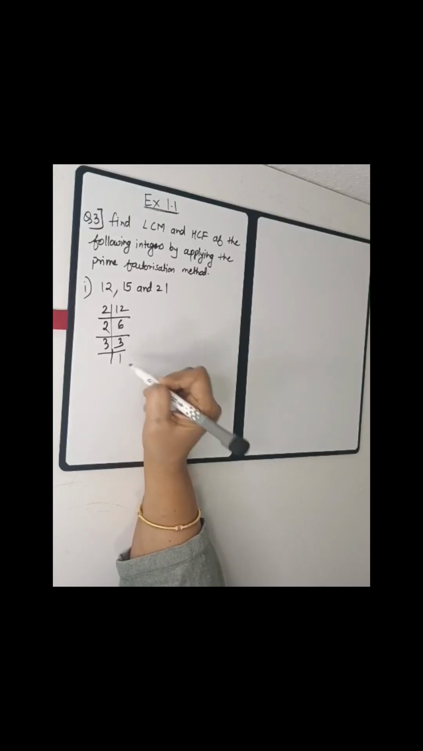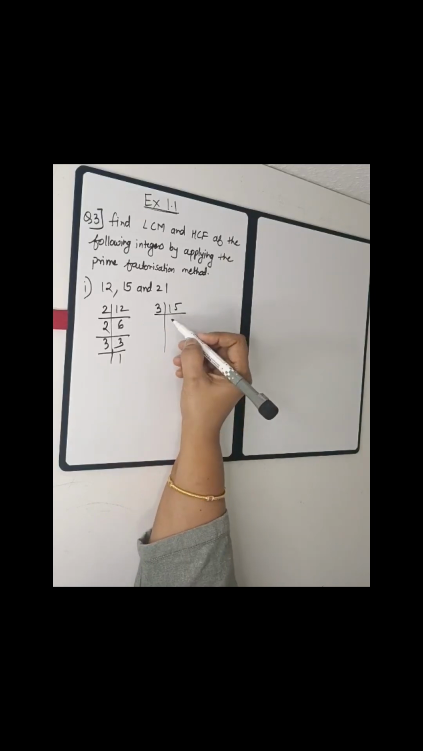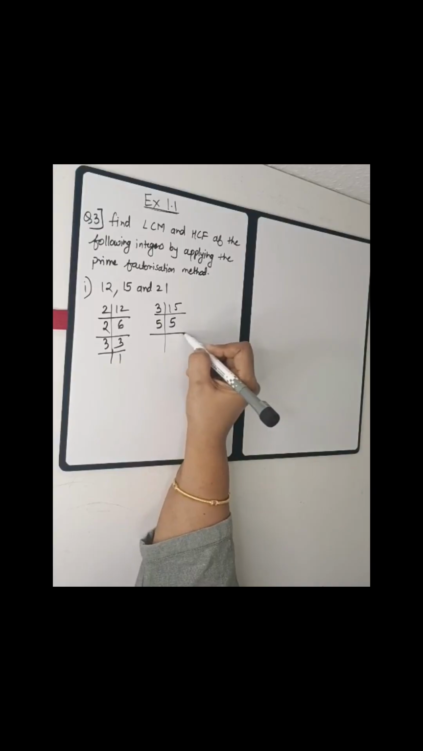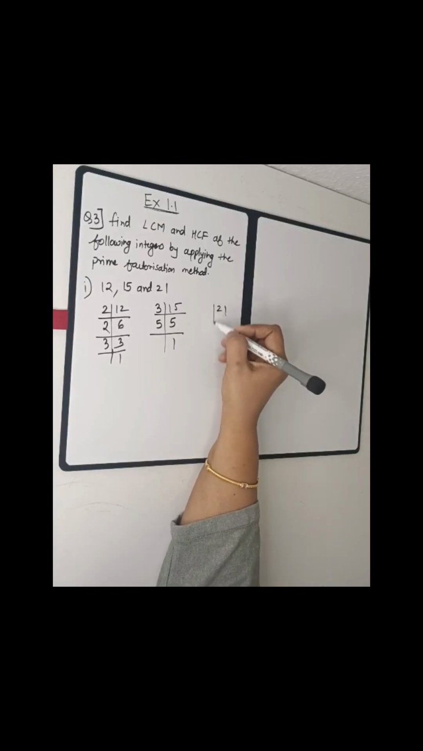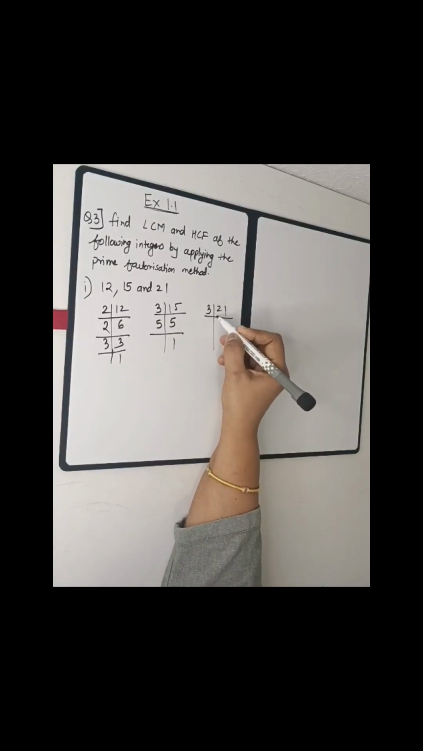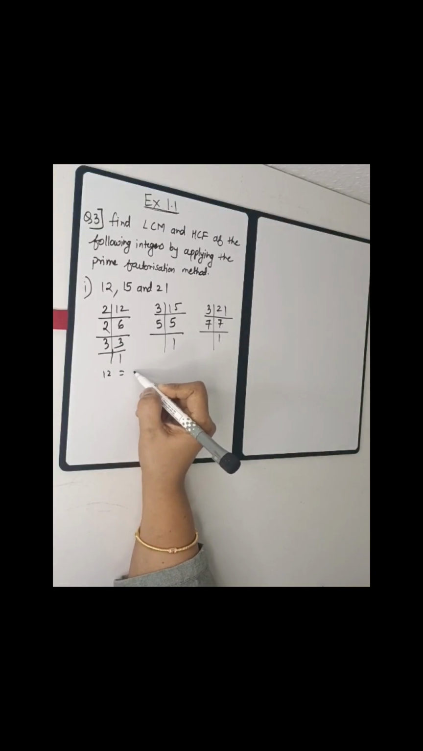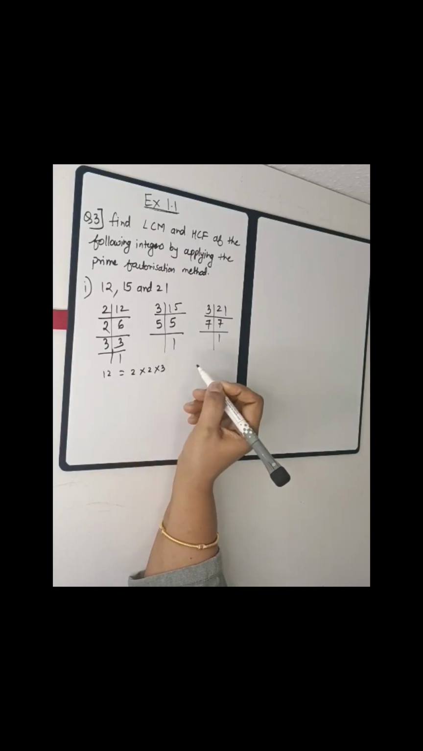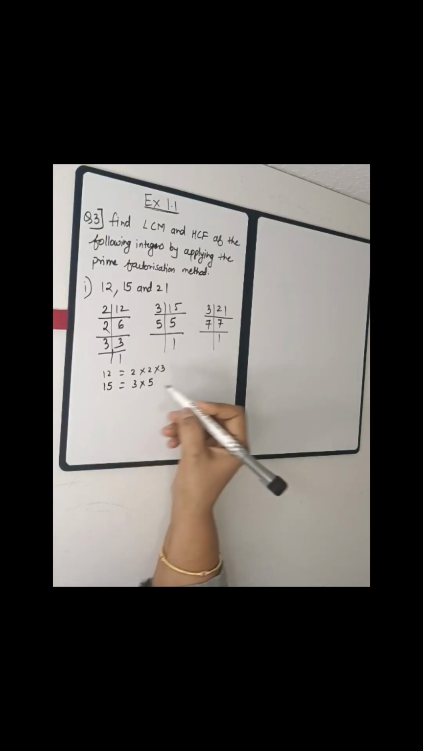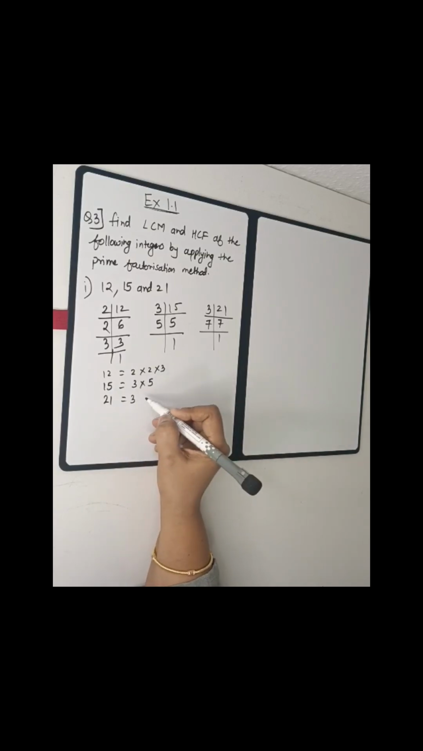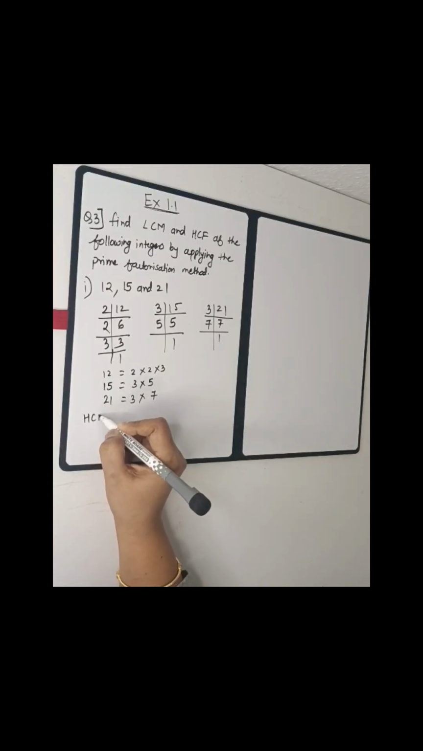That's done with 12. Now let us do for 15. 15 is an odd number, so it is surely going by 3 first, then 5, then 5 is a 1. The next comes 21. 21 again is an odd number, so you will divide it by 3 first. 7 3 is a 21, 7 is a prime number, so done. So you can see here 12 is 2 into 2 into 3 and 15 is 3 into 5 and 21 is 3 into 7.